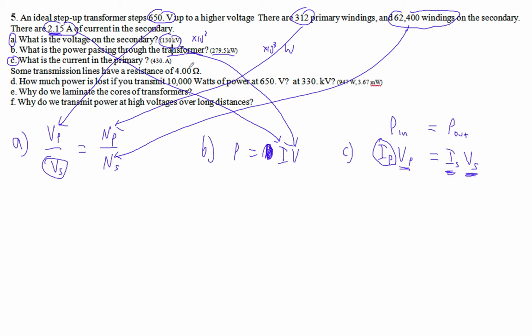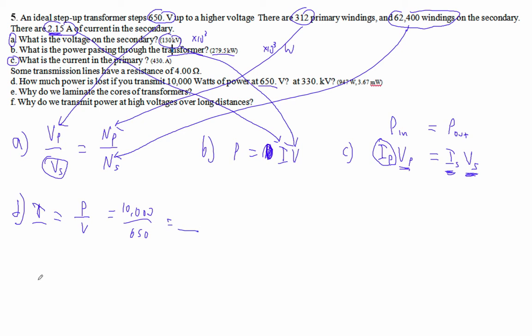Some transmission lines have a resistance of 4 ohms. How much power is lost if you transmit 10,000 watts of power at 650 volts and then at 330 kilovolts? The way to do this is the same way. For D, I'll show you how to do it for 650 volts. The first step is to figure out the current. P equals IV, so I is P over V. You've got 10,000 watts and 650 volts, and that's kind of a lot of current. So figure out that current.